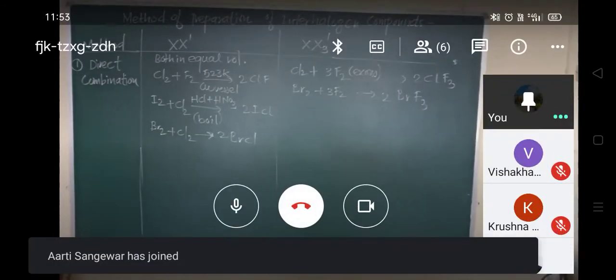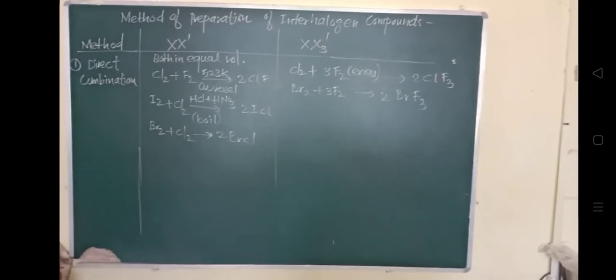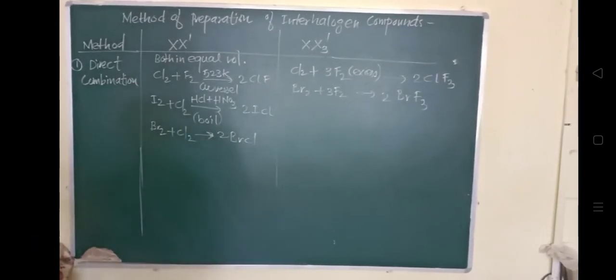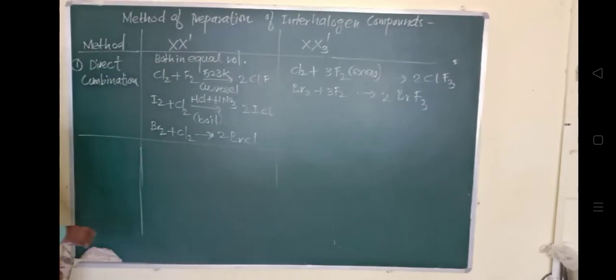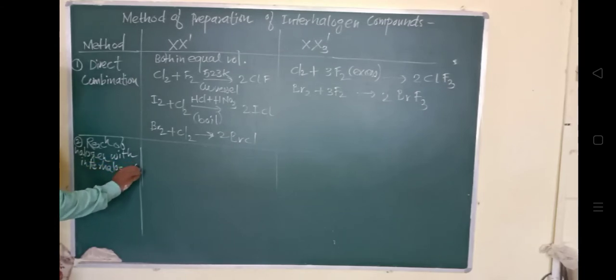Next method is the reaction of a halogen with an interhalogen compound. The second method is reaction of halogen with interhalogen compound. That means a halogen is reacting with an interhalogen compound.